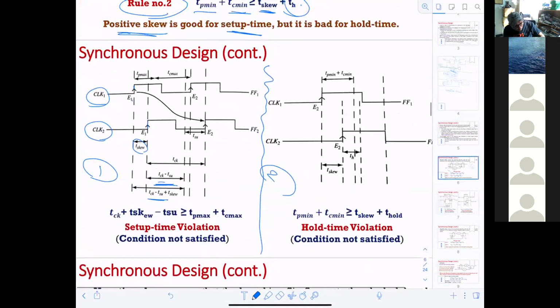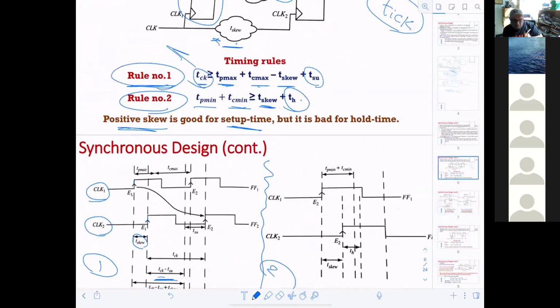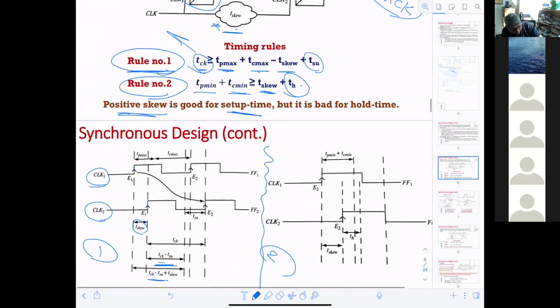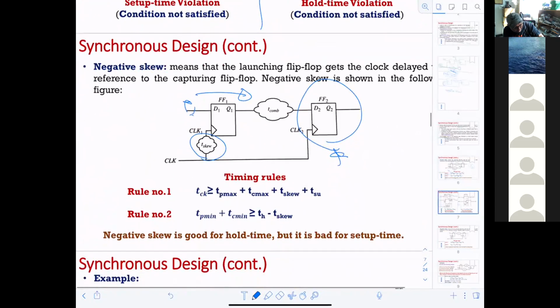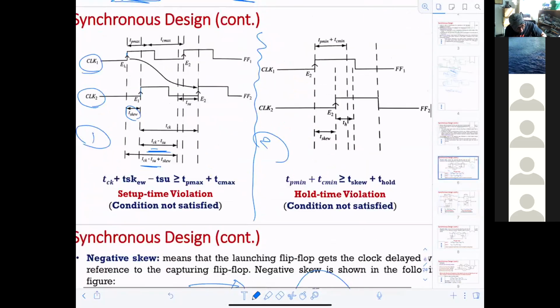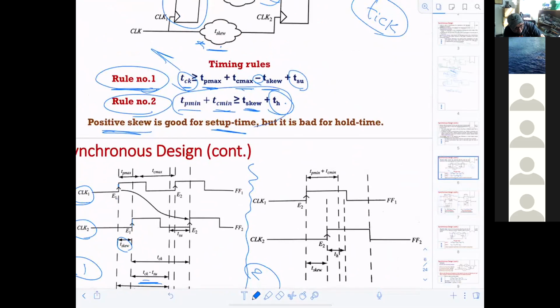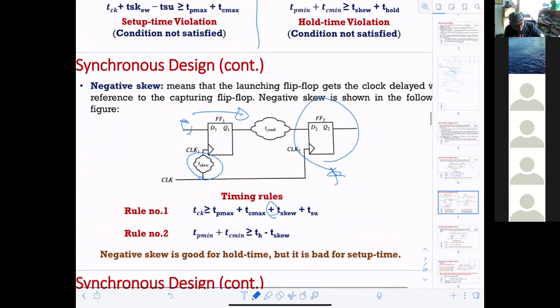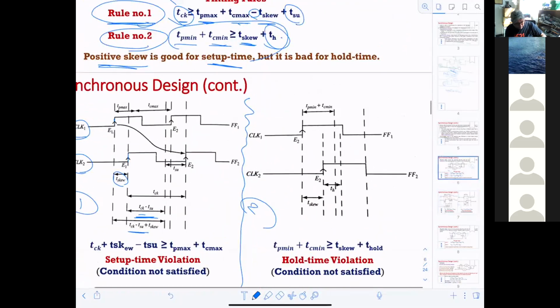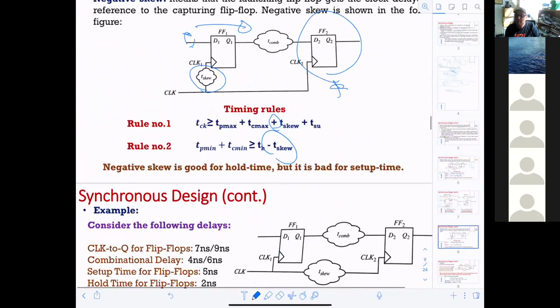So it is the same equation of the tick as for the positive skew, except the negative sign in the positive skew will be flipped to a positive in the negative skew. Then if you look at the second rule equation, you will find it's exactly the same, except skew will be negative here. Look, there it was positive, here it is negative. Then you will come to a conclusion: you know what? Negative skew will improve the hold time, but it will cause a problem for the setup time, because now this guy will finish early.